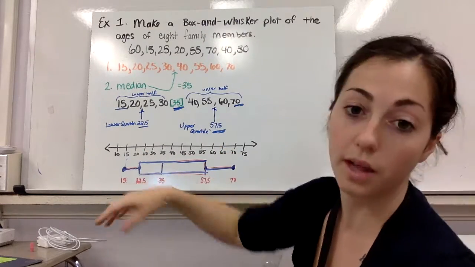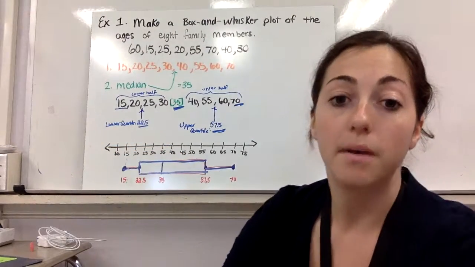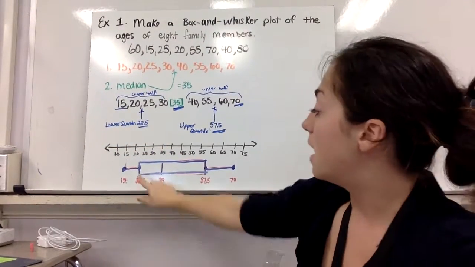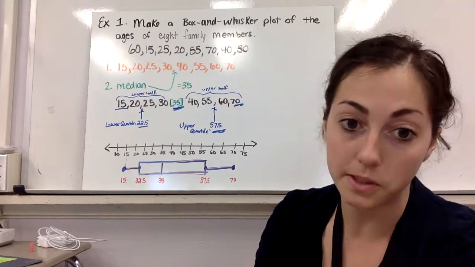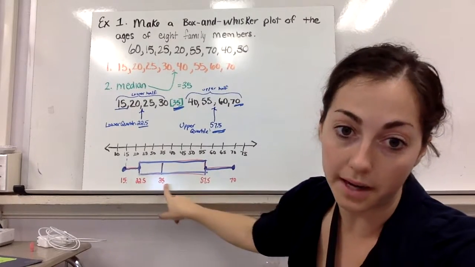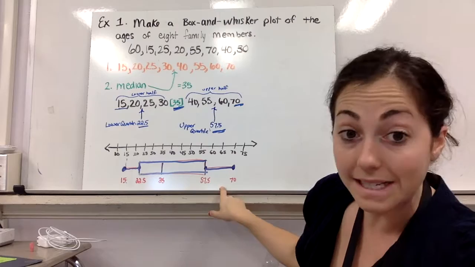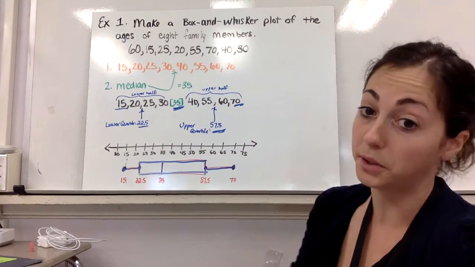So my whiskers are like the extremes. They're my maximum and minimum. And then my quartiles are these 3 numbers. And I always write the number that it is here so that it's really easy and really clear. You have to have a number line too.